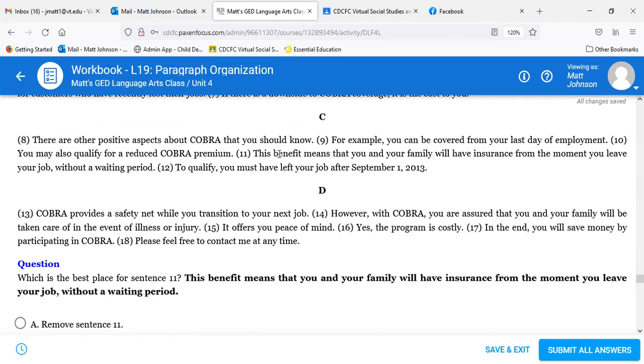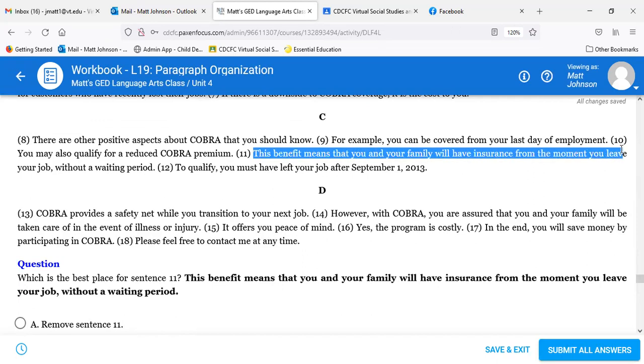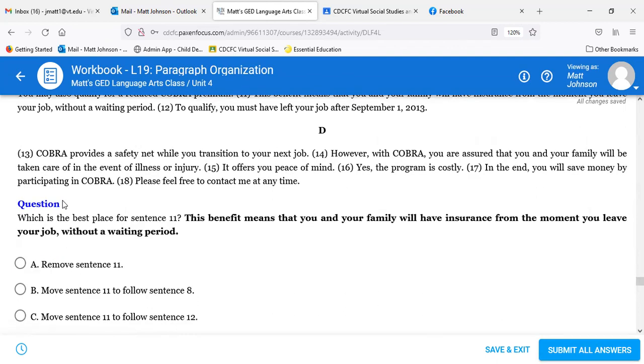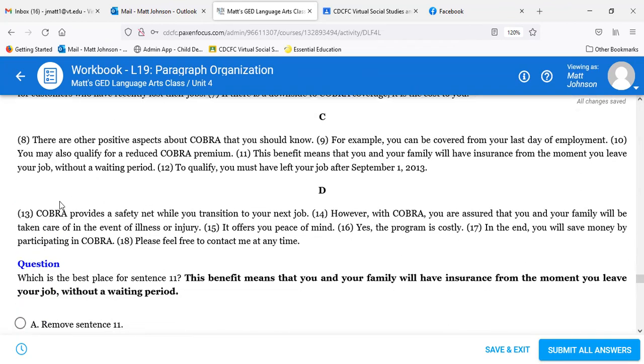So sentence 11 here, we'll put that up above 10. So there are other positive aspects about COBRA that you should know. For example, you could be covered from your last day of employment. Then this benefit means that you and your family will have insurance from the moment you leave your job without a waiting period. You may also qualify for a reduced COBRA premium. To qualify, you must have left your job after September 1st, 2013. So yeah, it's relevant. It just flows better if we put it next to 9.